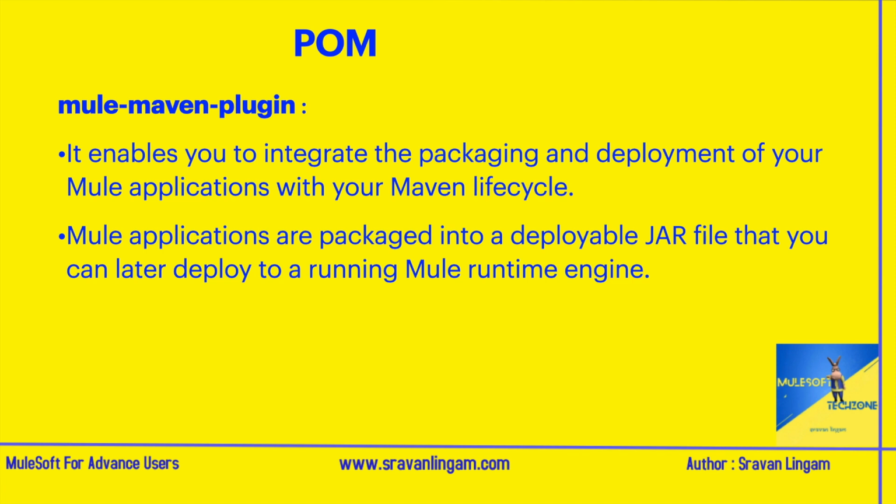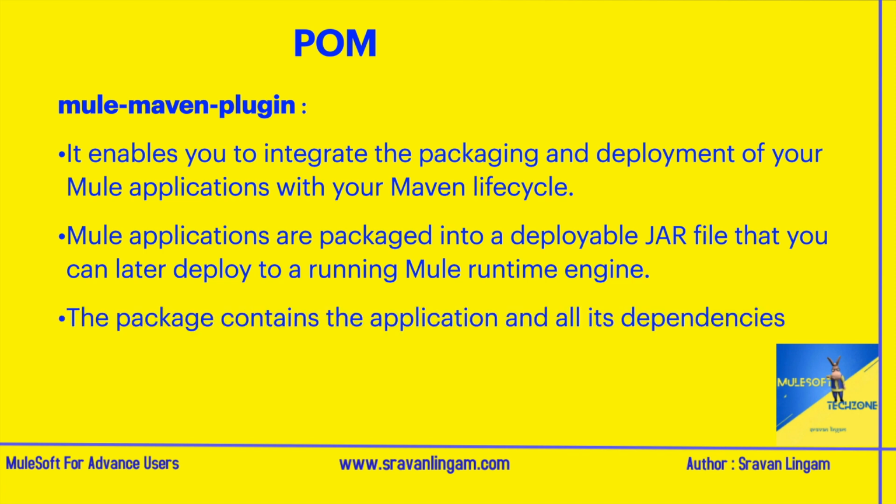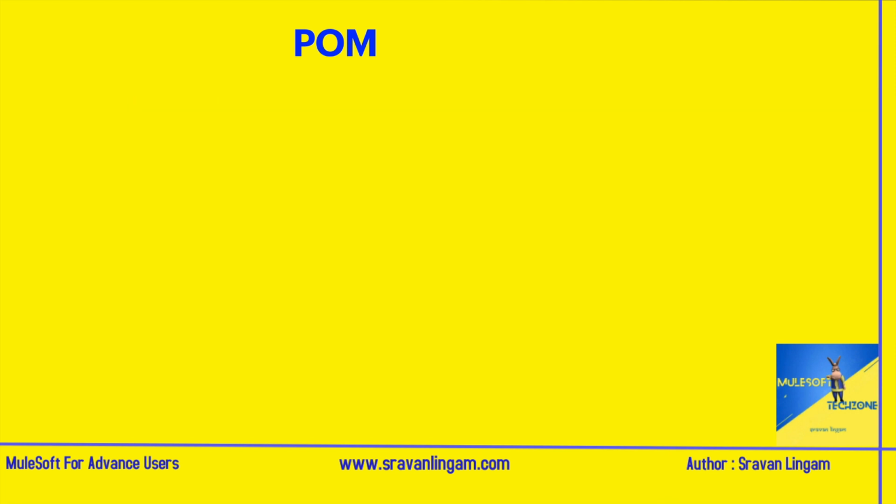So who is doing all this process? The Mule Maven plugin is doing this process. So you have to be aware of this thing. As a basic beginner developer, you might not know what the Mule Maven plugin is doing, but this is what it does. Basically the package, the jar file, contains the application and all its dependencies. We will see what dependencies are in the coming slides, but this is what the Mule Maven plugin does.